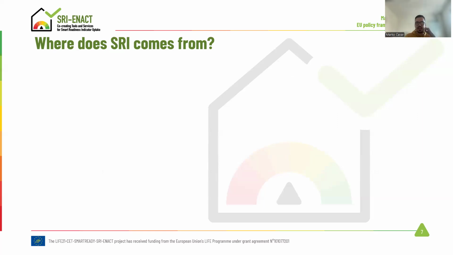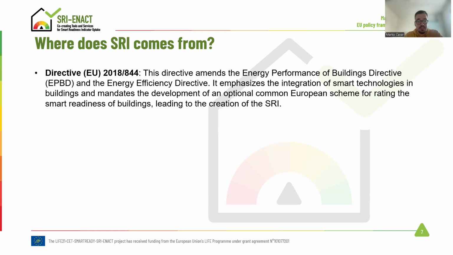So where does the Smart Readiness Indicator come from? Well, there is a directive, as you all know, the EPBD and the Energy Efficiency Directive, and those two emphasize the integration of smart technologies in the buildings and mandate the development of optional schemes on the EU level for rating the smart readiness of the buildings, just as we have with the EPCs, the common ground, the evaluation, those energy classes.